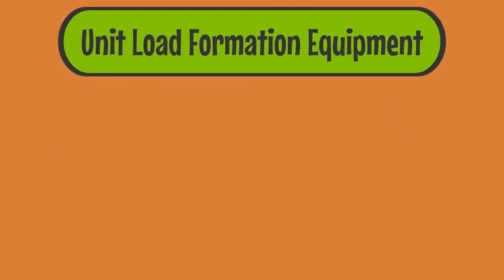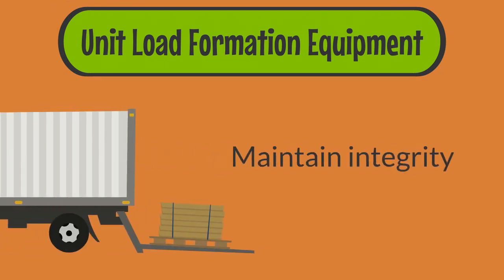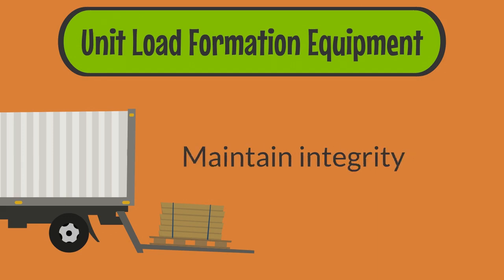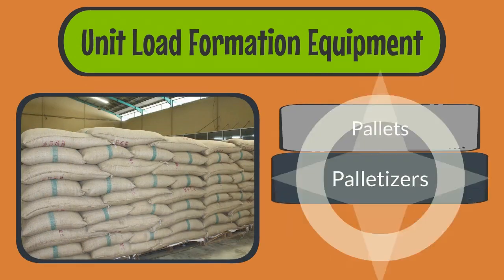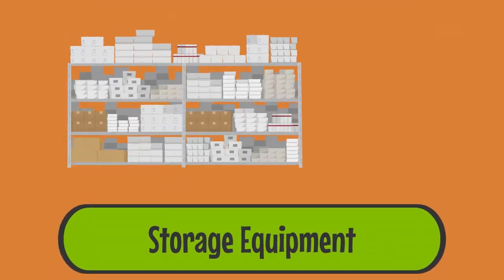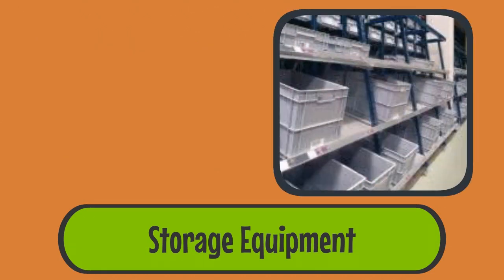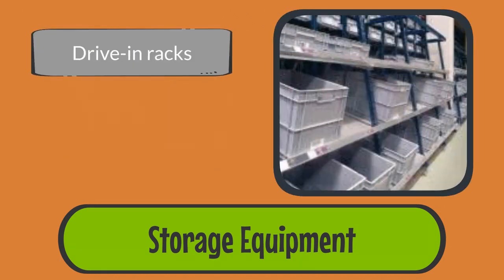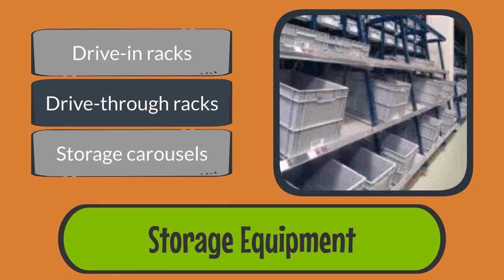Unit load formation equipment is used to restrict materials so that they maintain their integrity when handling a single load during transport and for storage. Examples include pallets, palletizers, and bags. Storage equipment is used for holding or buffering materials over time. Examples include drive-in racks, drive-through racks, and storage carousels.